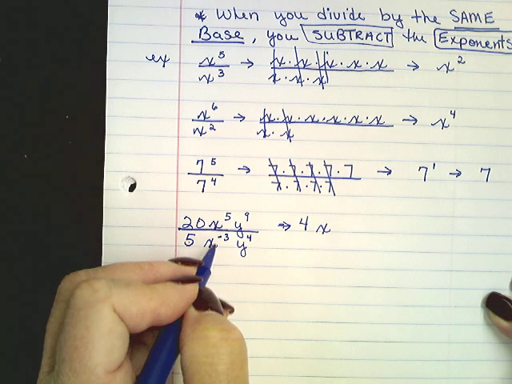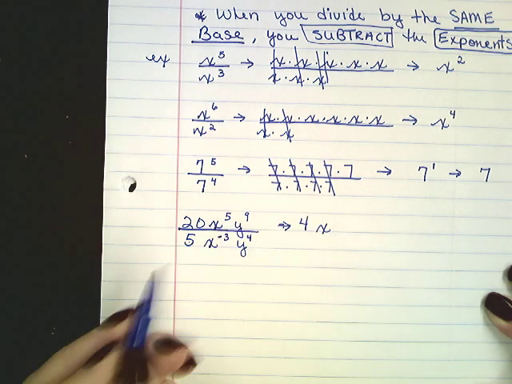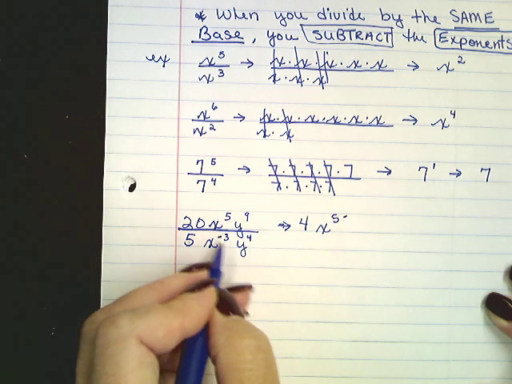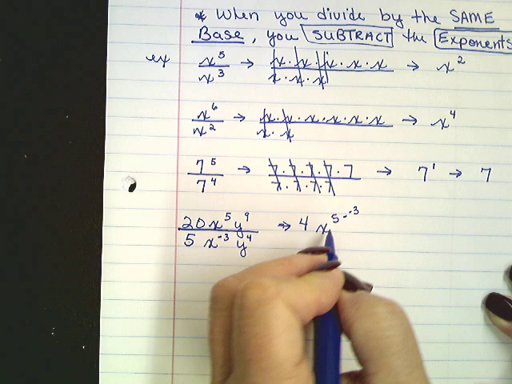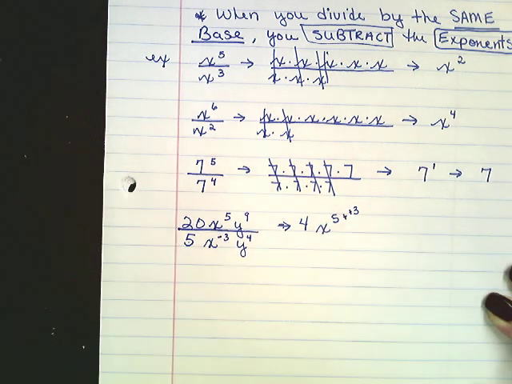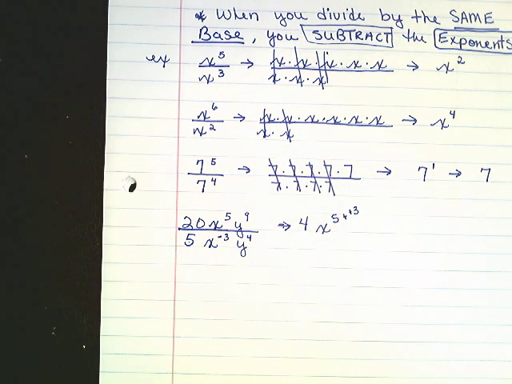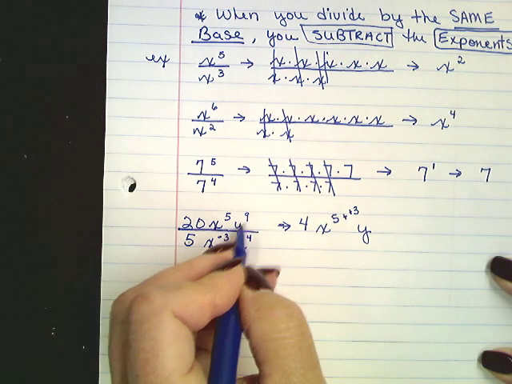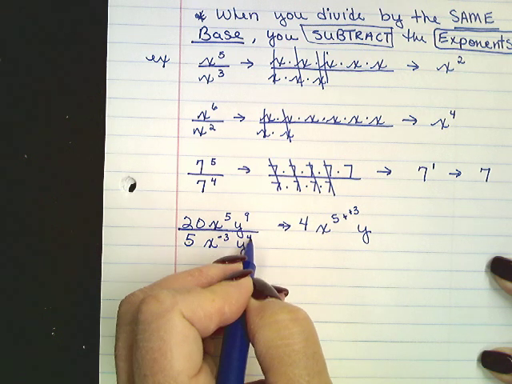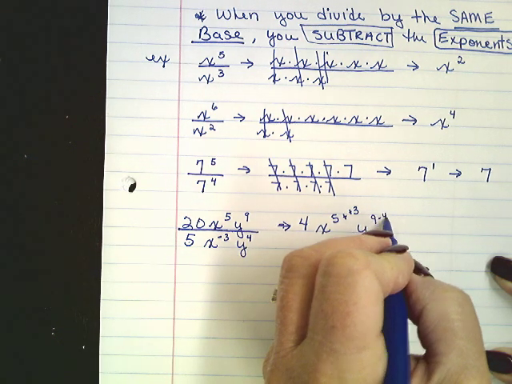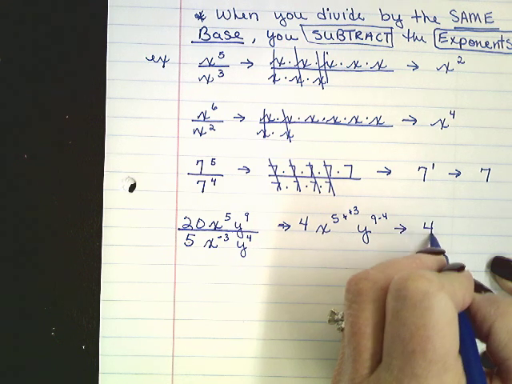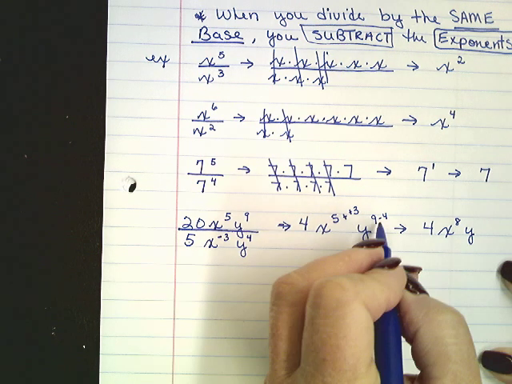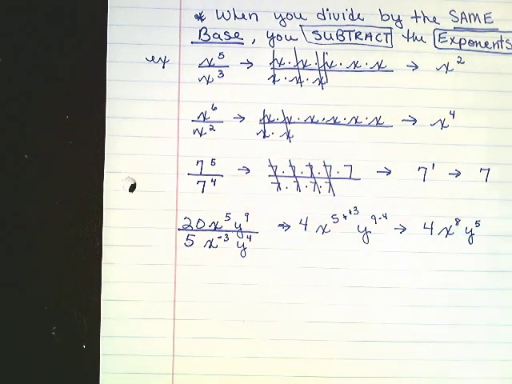When we're dividing by the same base, we are going to subtract those exponents. So I'm going to write it up here. 5 minus negative 3. That becomes 5 plus positive 3. Remember, you know how to use your integers. Then this is going to be y to the 9th divided by y to the 4th, which means 9 minus 4. So my answer is going to be 4x, what's 5 plus 3 is 8, to the 8th, y, 9 minus 4 is 5.